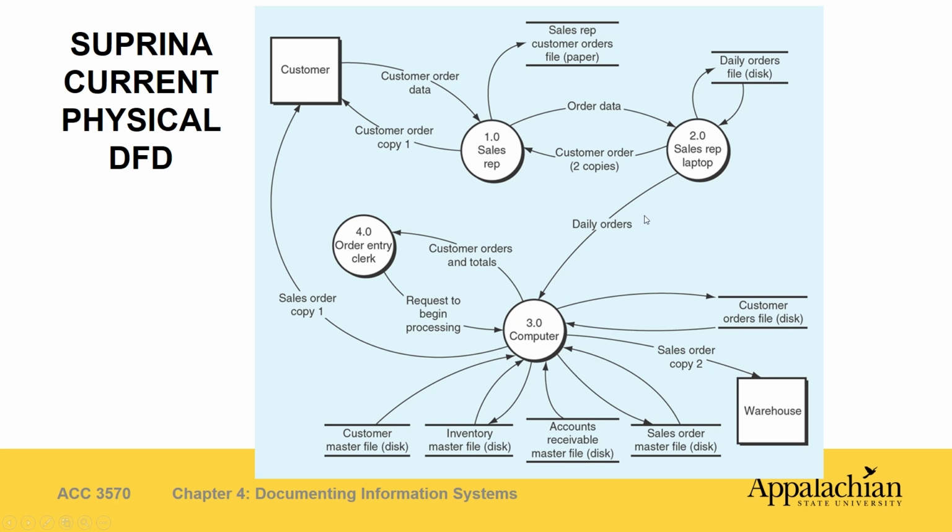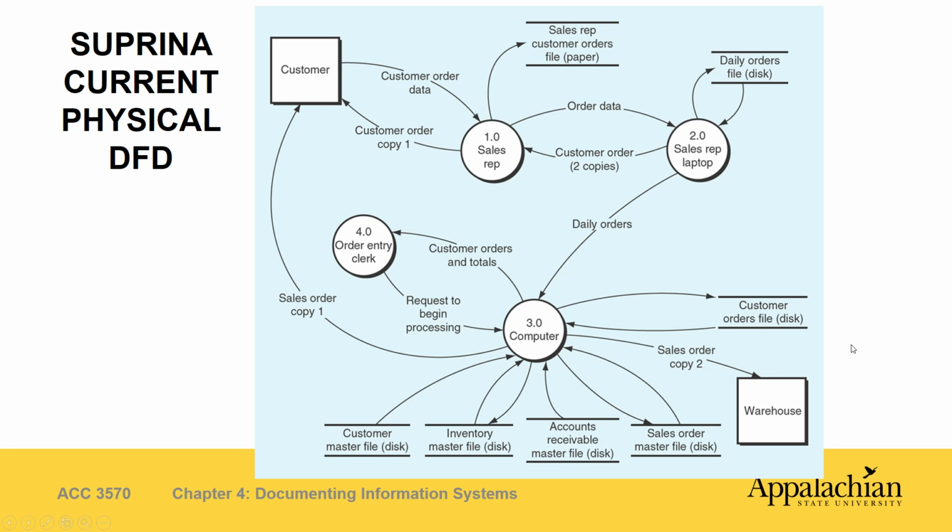You've got here where the daily orders are being sent from the sales rep laptop to the mainframe or the main computer at the office, and then you've got the order entry clerk, customer orders totals, begin requests to begin the processes. Down here is where all of the data is stored in the data stores: customer master, inventory master, accounts receivable, sales order, and then customer orders. And then finally, the 2 copies of the sales order are sent to the warehouse.